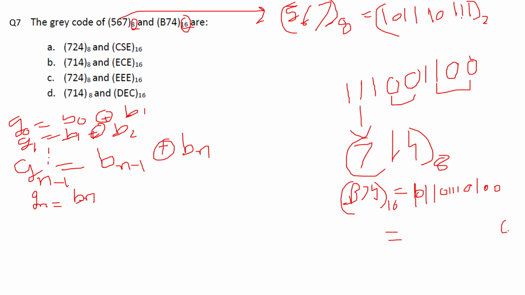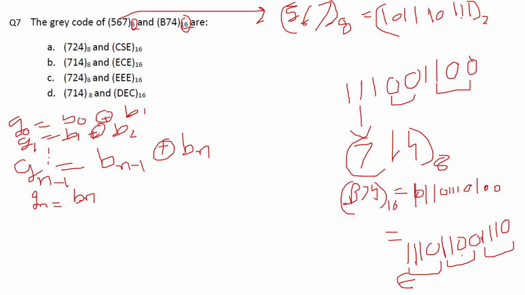So this is 0 XOR with 0 is 0. 0 XOR with 1 is 1. 1 XOR with 0 is 1. 0 XOR with 1 is 1. 1 XOR with 1 is 0. 1 XOR with 1 is 0. 1 XOR with 0 is 1. 0 XOR with 1 is 1. 1 XOR with 1 is 0. 1 XOR with 0 is 1. And 0 XOR with 1 is 1, and then 1. Grouping in fours: 1 1 1 0 1 1 0 0 1 1 0. So it is 8 plus 4 is 12, 12 plus 2 is 14, so that is E.